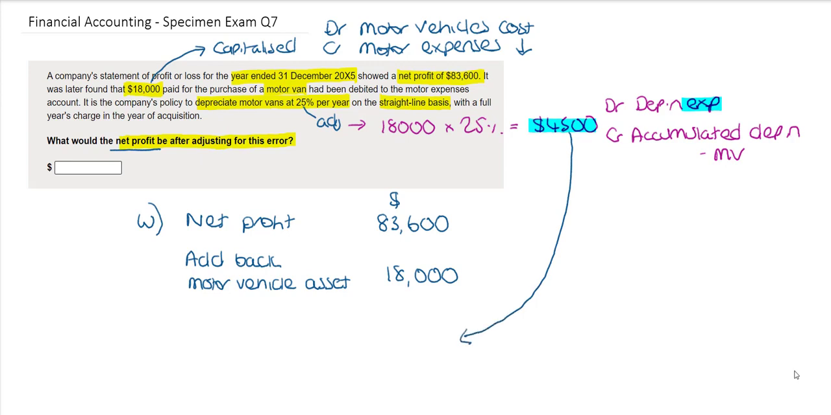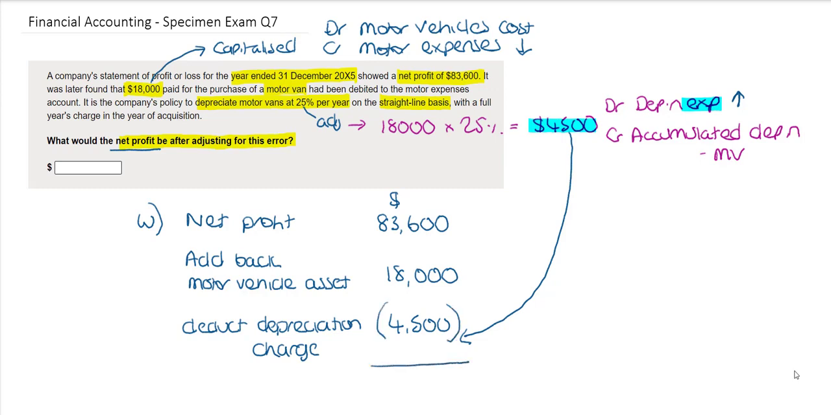Now looking at this expense, this has been an increase to our expense account, and so therefore this will reduce my profit, and so therefore I need to deduct my depreciation charge, $4,500. Finishing off my working now, I can then look at my adjusted profit figure, and this amounts to $97,100. And so our net profit after adjusting for the error is $97,100.